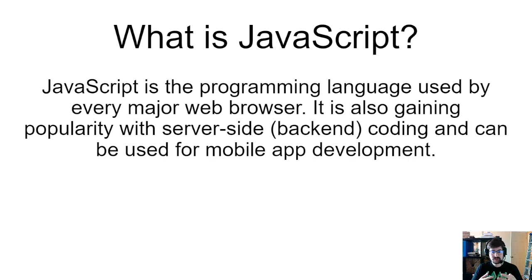So JavaScript is the programming language used by pretty much every web browser. It is the programming language of the web, which is why we're covering it in this class. It's also gaining a lot of popularity with backend development, and can also be used for mobile apps as well as desktop apps. Basically, everything you see can probably be programmed in JavaScript. So it's a really valuable language to learn. It's not always the best choice for some of those things, but knowing it can give you a bit of a head start on learning other languages as well.